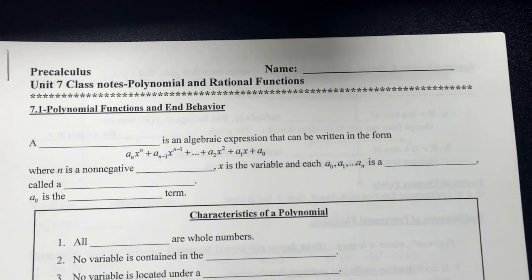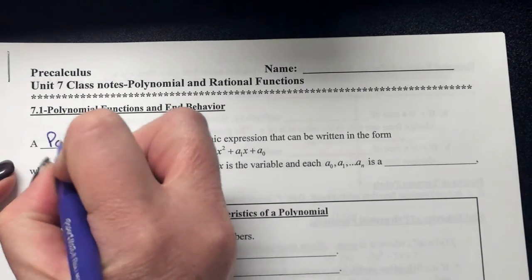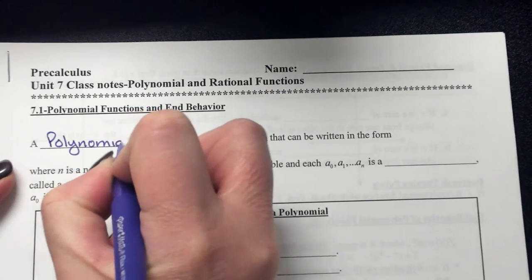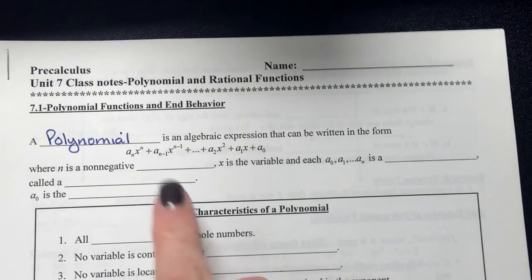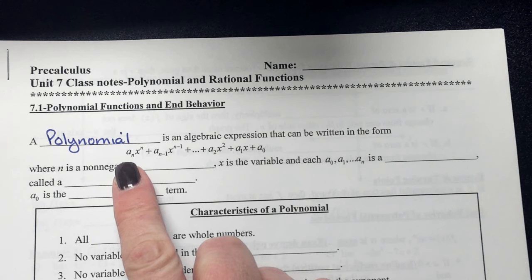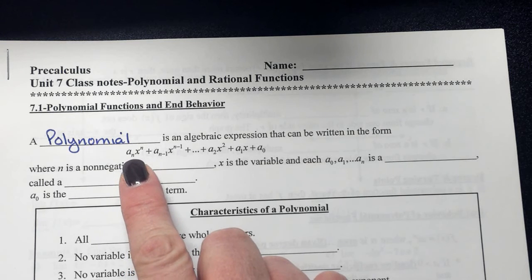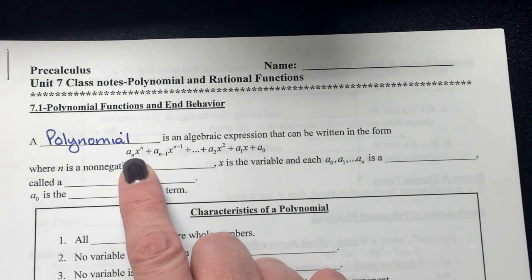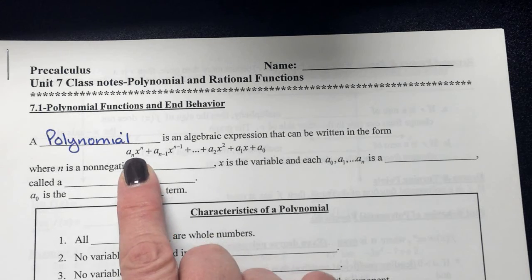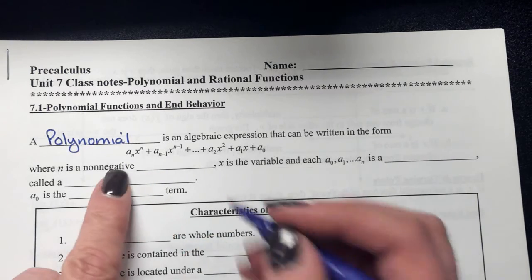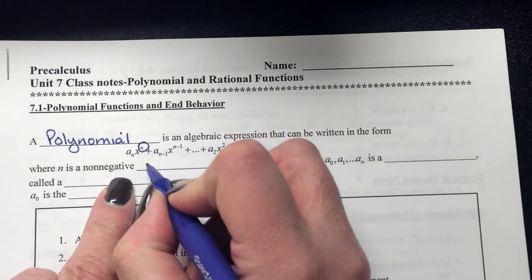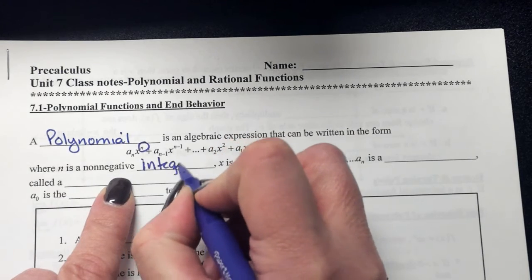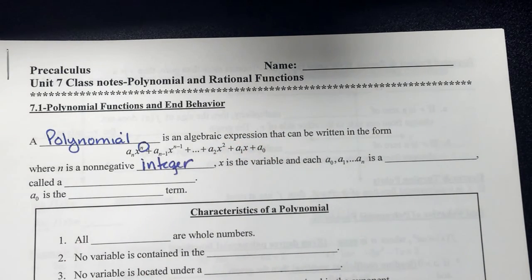So first of all, it's an expression that can be written. A polynomial, remember, is an expression that can be written with our variables x raised to a power. Now, these powers cannot be fractions. They cannot be negative. They have to be integers. They have to be positive whole numbers in order to be classified as a polynomial. So n, which is your power, is a non-negative integer. When I say integer, I'm talking about a whole number, no decimals, no fractions.